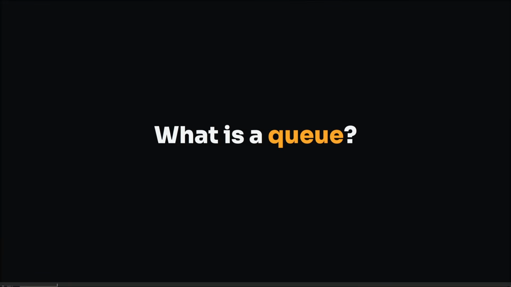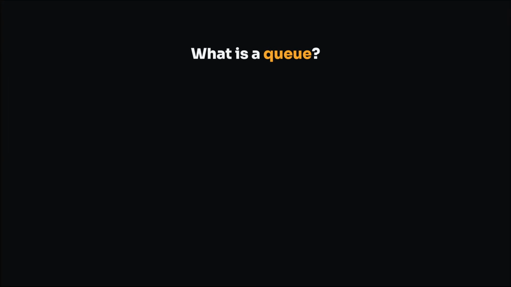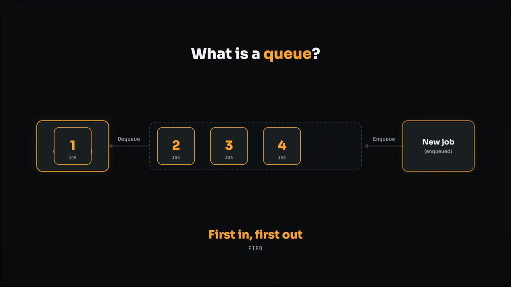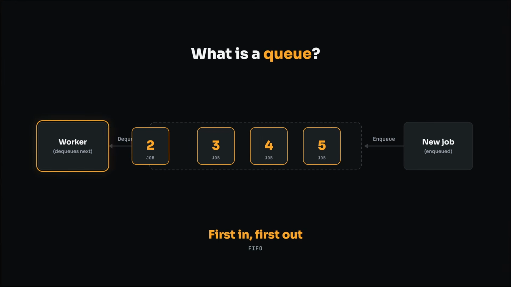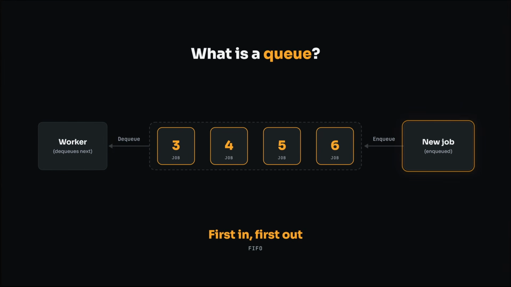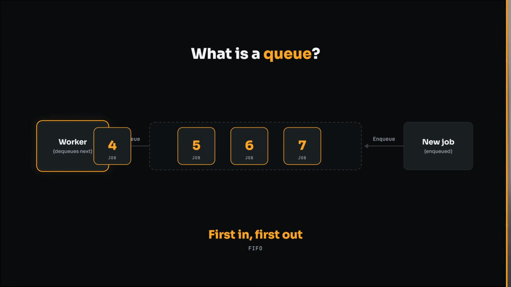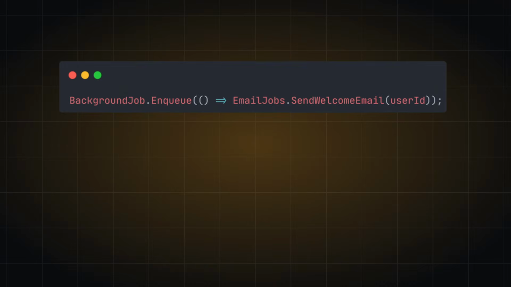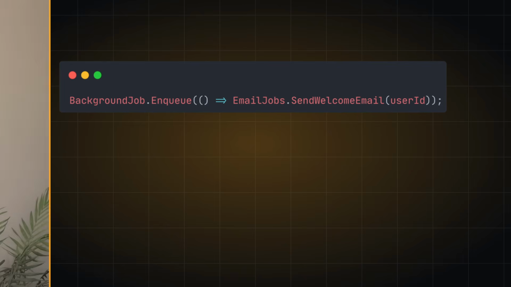So first, what's a queue? A queue is a data structure where items are processed in the order they arrive. First in, first out. Just like a queue at a coffee shop. The worker always processes the job at the front of the queue first. So how does that job get into the queue? You enqueue it like this. This tells Hangfire to run the SendWelcomeEmail method in the background.